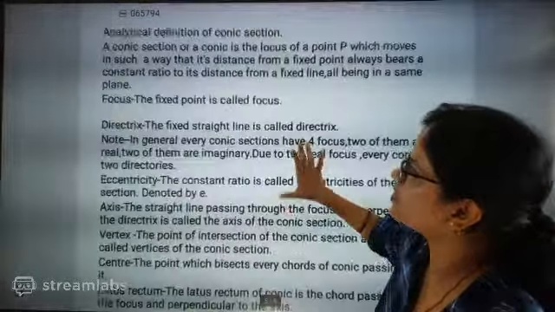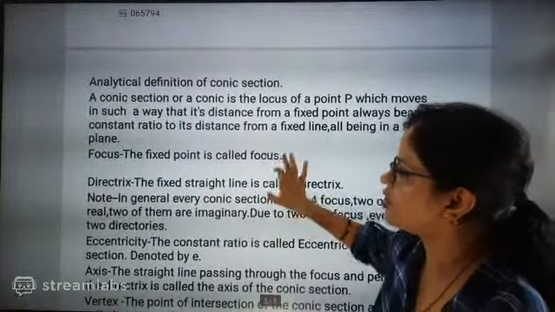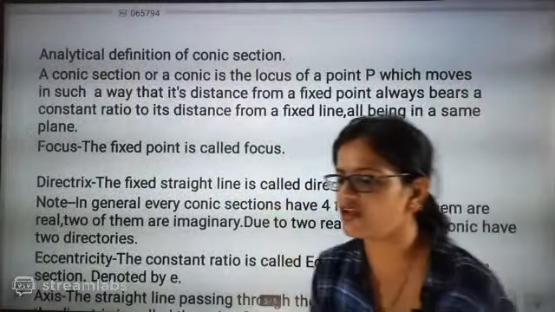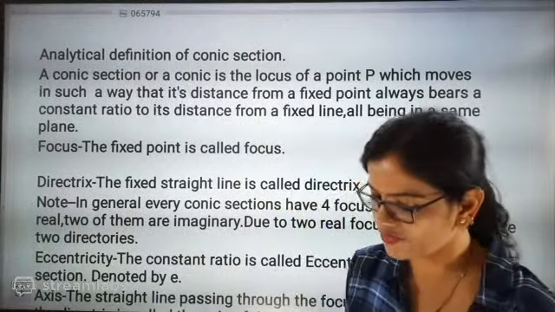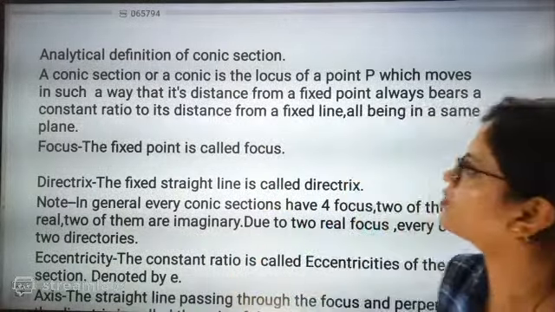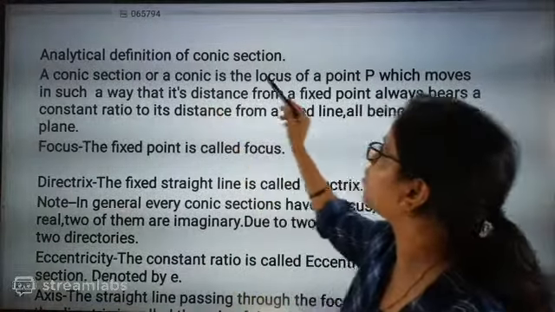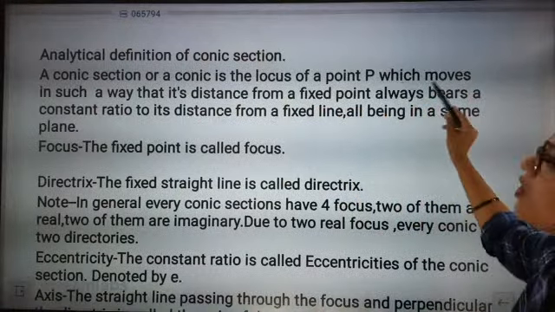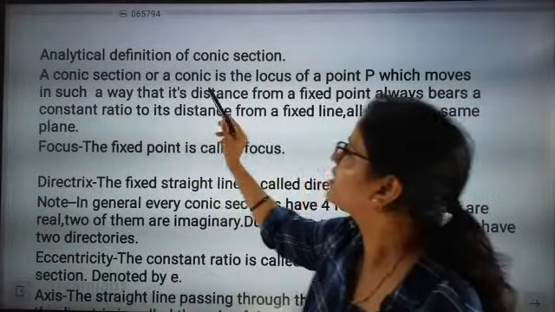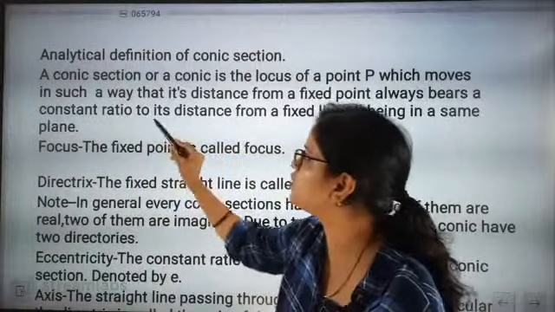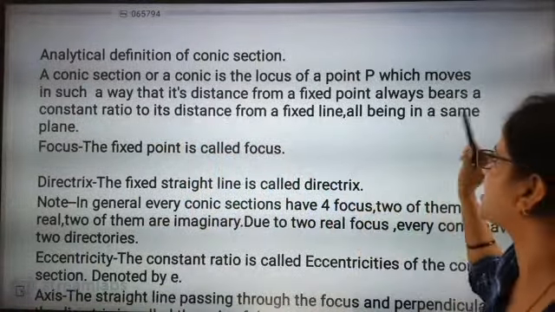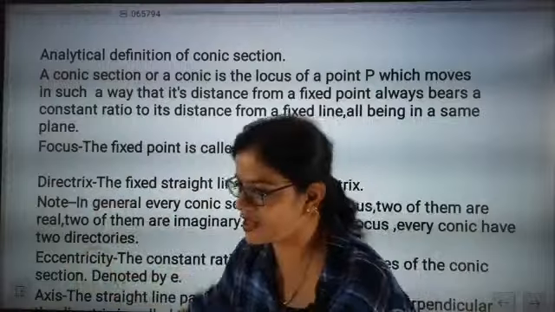So what is the analytical definition of a conic section? They never ask this analytical definition, so we are not going to do it in detail. We are just going to understand it. Okay. A conic section is the locus of a point P which moves in such a way that its distance from a fixed point always bears a constant ratio to its distance from a fixed line, all being in the same plane.